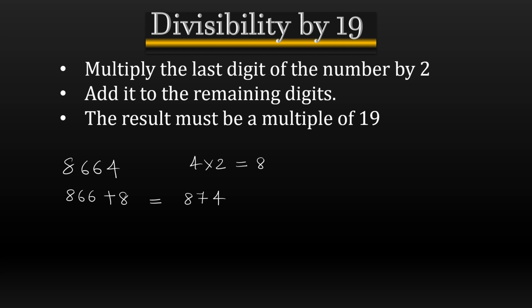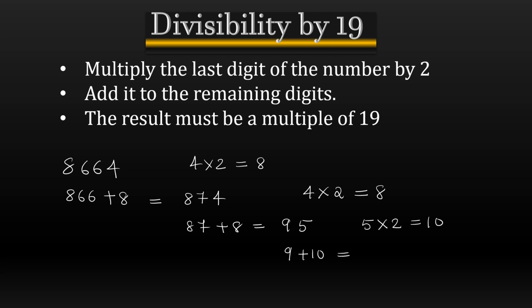Again perform the above method. Here the last digit is 4. Compute 4 into 2, we will get 8. Again add this 8 to the remaining digits. That is 87 plus 8, we will get 95. Again double the last digit. 5 into 2 is equal to 10 and add it to the remaining digits. That is 9 plus 10, which is equal to 19. 19 is a multiple of 19 and hence we can say that 8664 is divisible by 19.